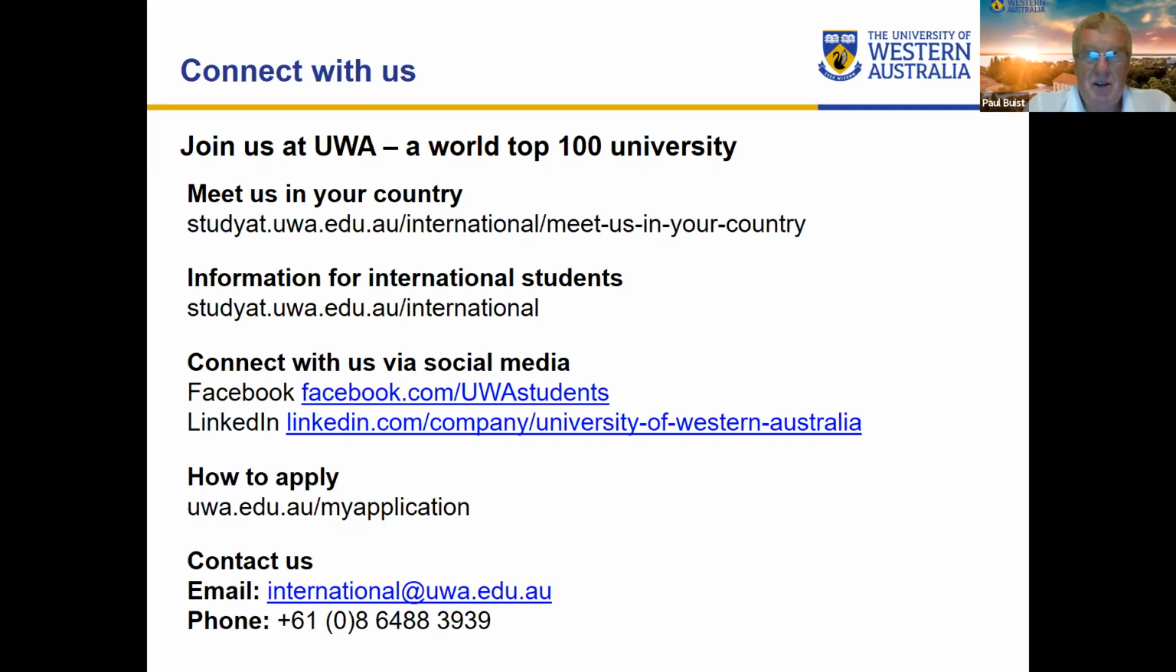Okay, you would need to contact our admissions section directly, because the application procedure for domestic students is quite different than it is for international students. So if you email admissions@uwa.edu.au, they will get back to you with the process of what you need to do.